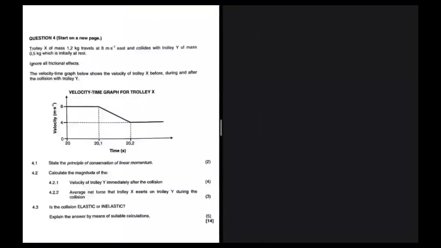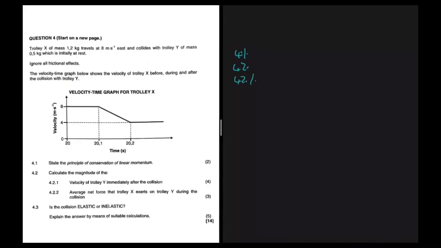Trolley X of mass 1.2 kg travels at 8 meters per second east and collides with trolley Y of mass 0.5 kg, which is initially at rest. And then the velocity-time graph below shows the velocity of trolley X before, during, and after the collision with trolley Y. And then we have a fancy sketch there. And then the first question, 4.1, says state the principle of conservation of linear momentum. We'll leave that for you.